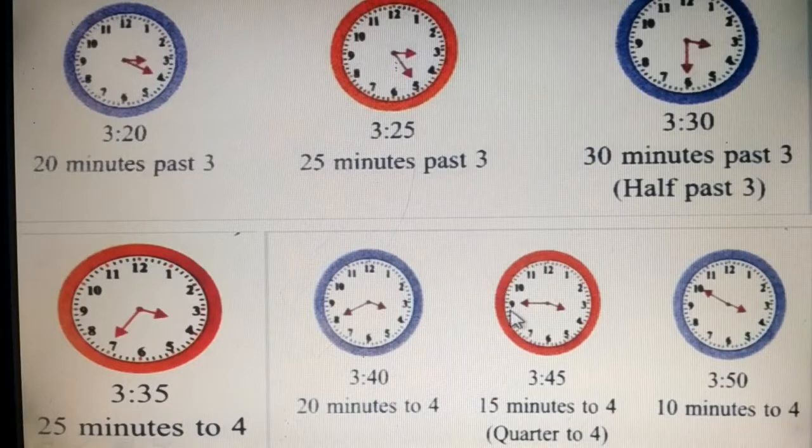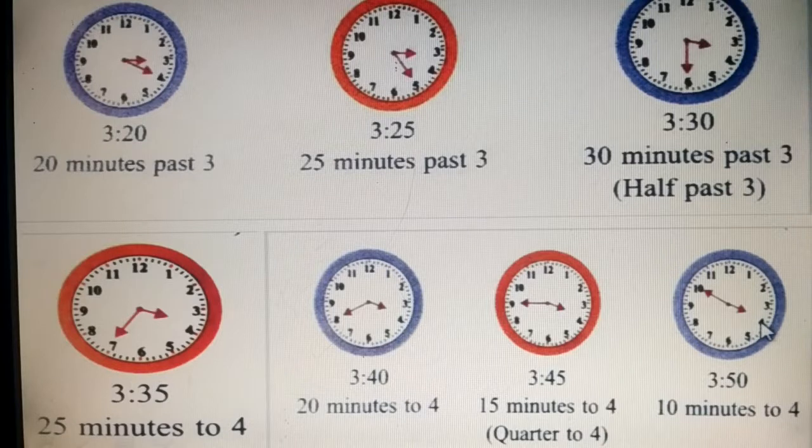When it indicates 9, the time is read as quarter to, and the hour hand is in between 3 and 4, so that's why the time is quarter to 4. 4 बजने वाले हैं, उसमें 15 minutes बाकी हैं. In this one, hour hand is at 3 and between 3 and 4.